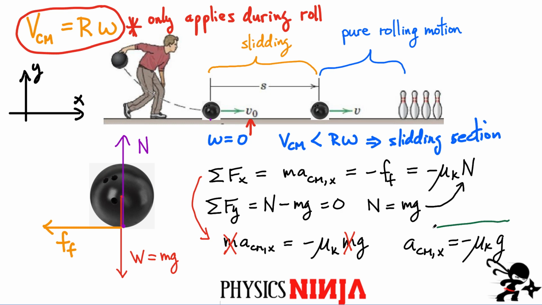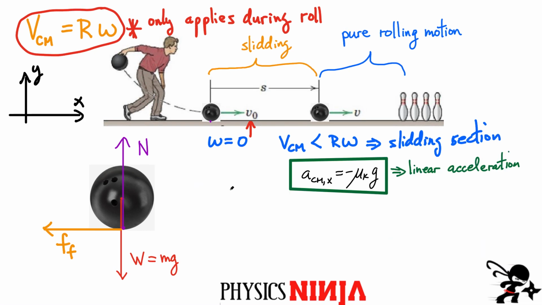So if you were given the properties of this bowling lane, or this bowling ball sliding across this lane, we would have access to what this coefficient of kinetic friction is. I could get a number here for the acceleration of the center of mass. All right, so the first part is done. Now we have to go look at the rotation part.